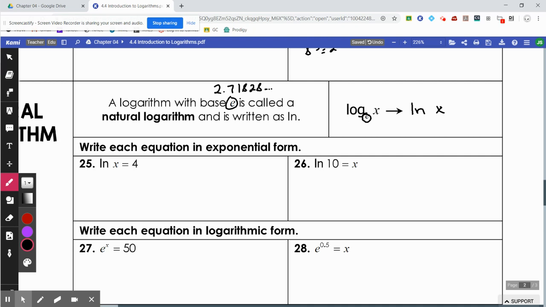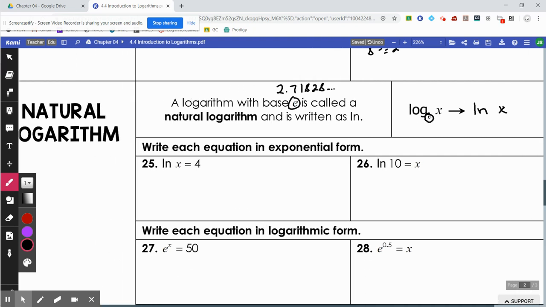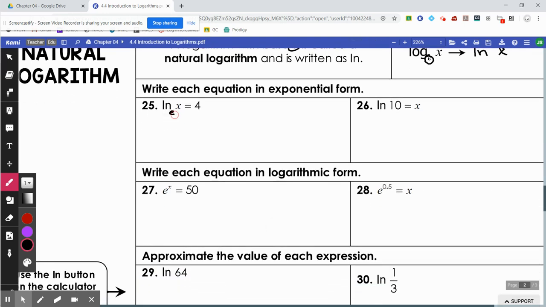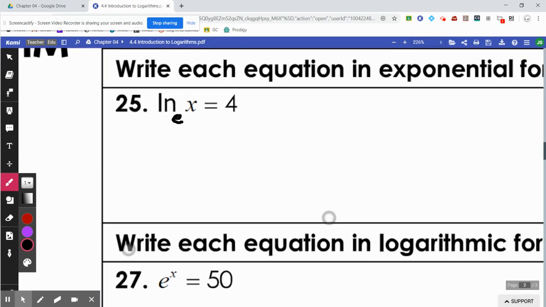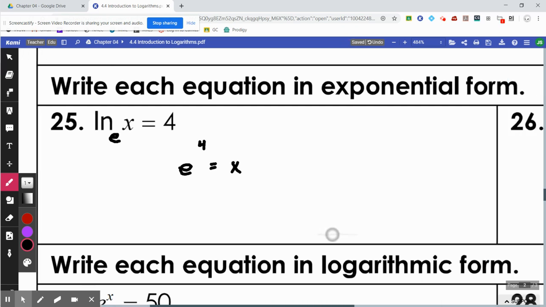And it is so common that we do have a notation for it, and your calculator does have a button for it. You can find that. And that same change of base formula would actually work for it as well. It says write each equation in exponential form. So let's change these now. This would be log base e of x is equal to 4, so therefore we could rewrite that as the base raised to the value on the other side is equal to the argument. That'd be e to the 4th power is x.